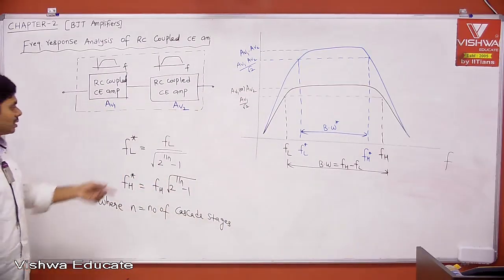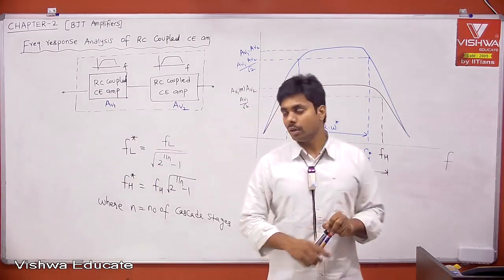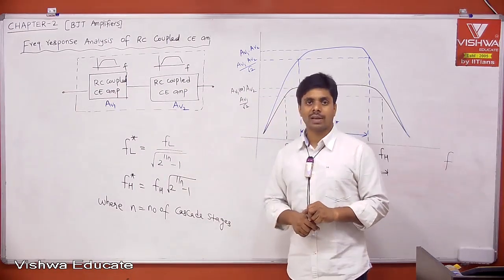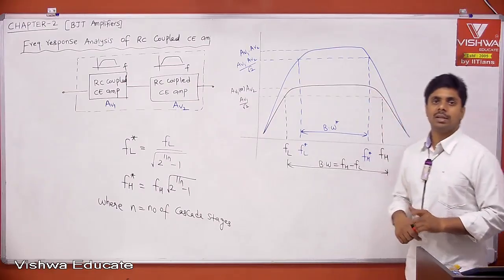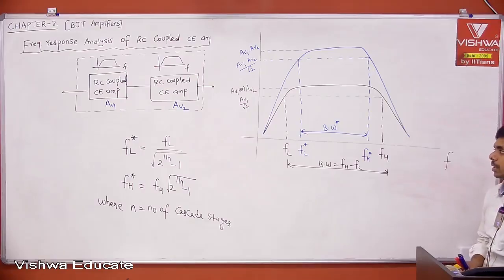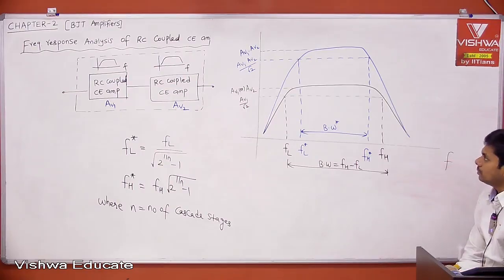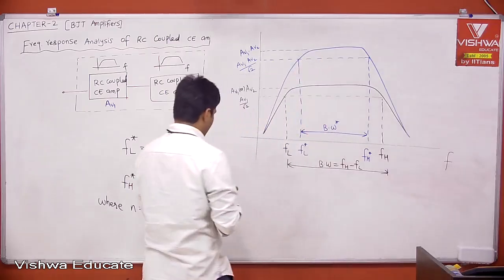If I say 3 stages, n is equal to 3, then this is the bandwidth. I am not deriving; you can take these formulae as granted. That comes from the hybrid pi model of your BJT, then having the transfer function and doing all these things. But here what I want to say is, the gain is increased but the bandwidth is decreased.